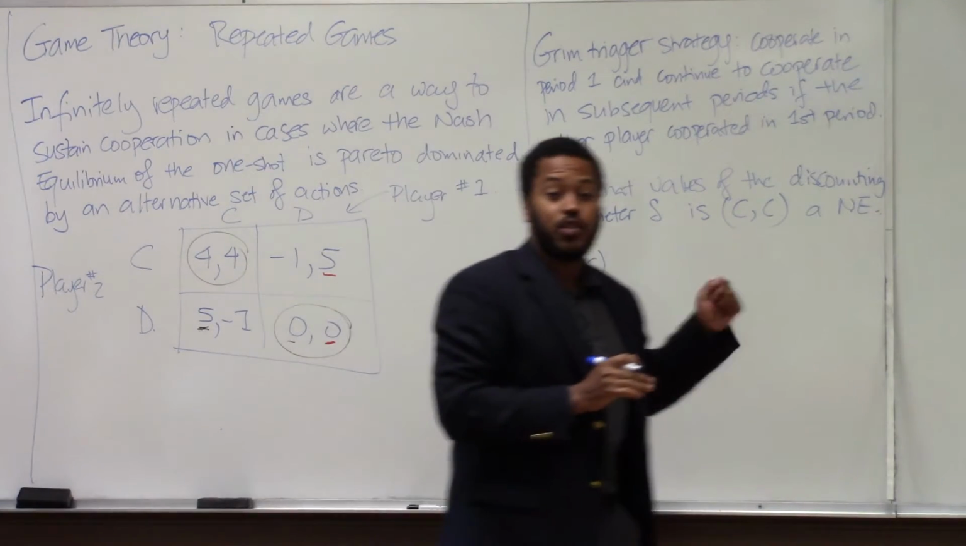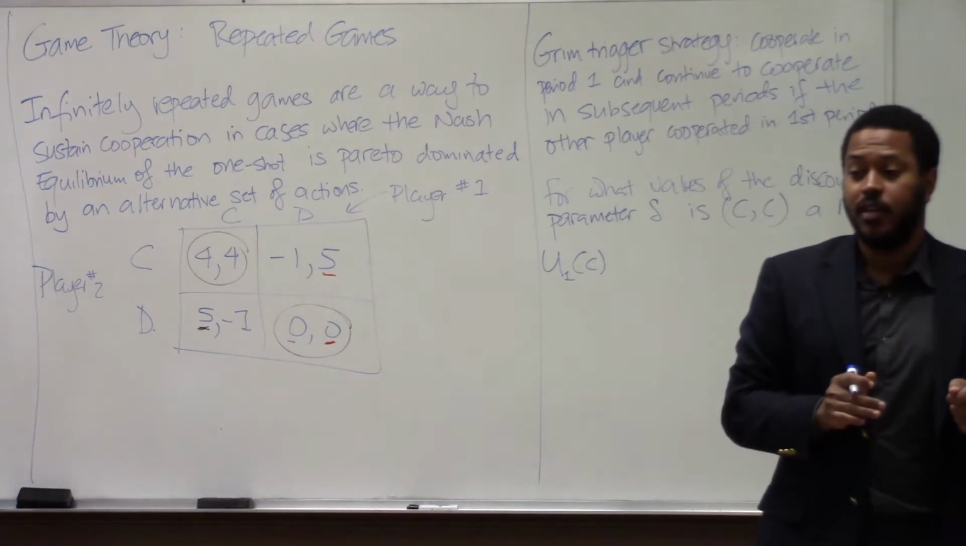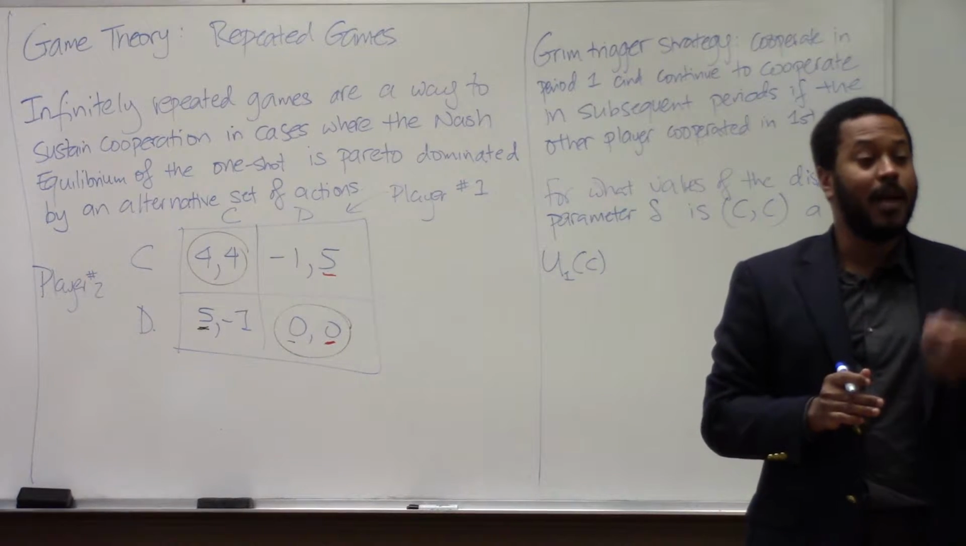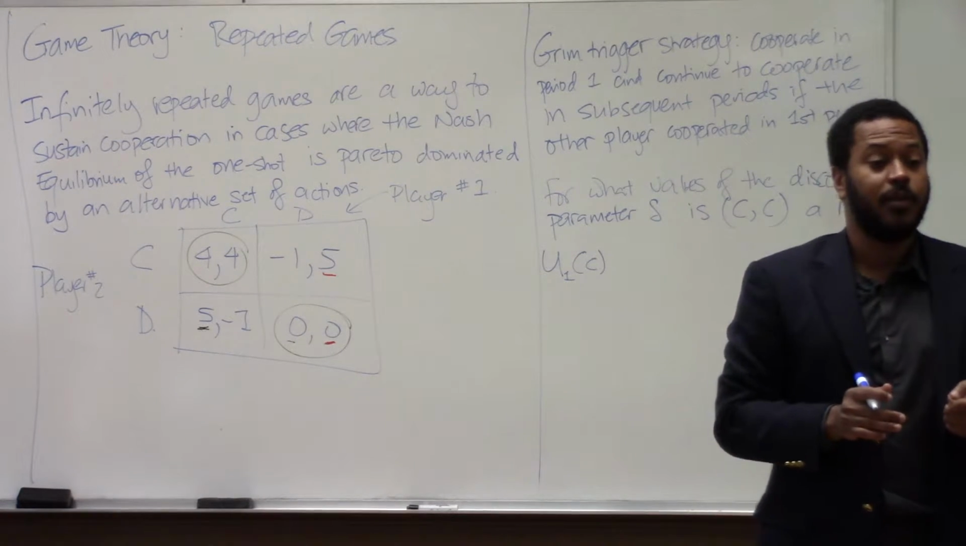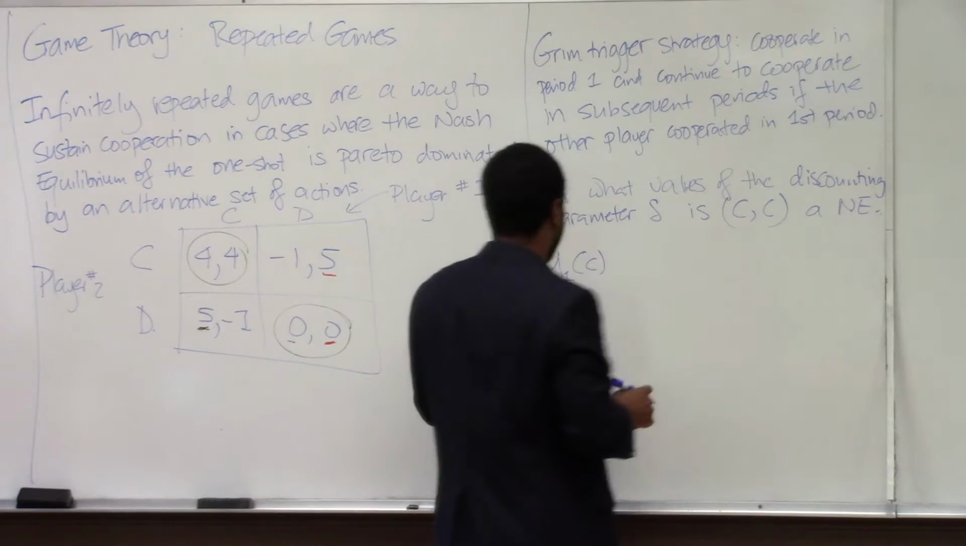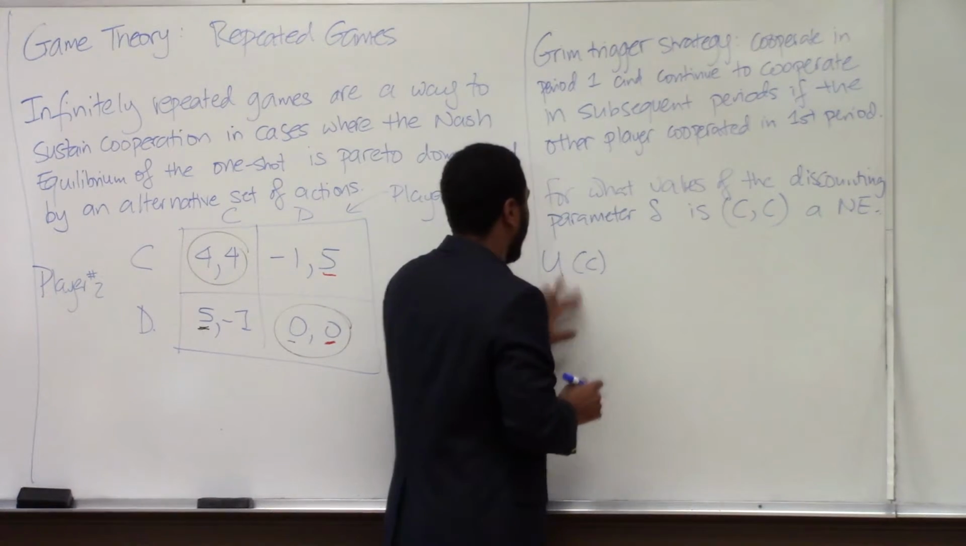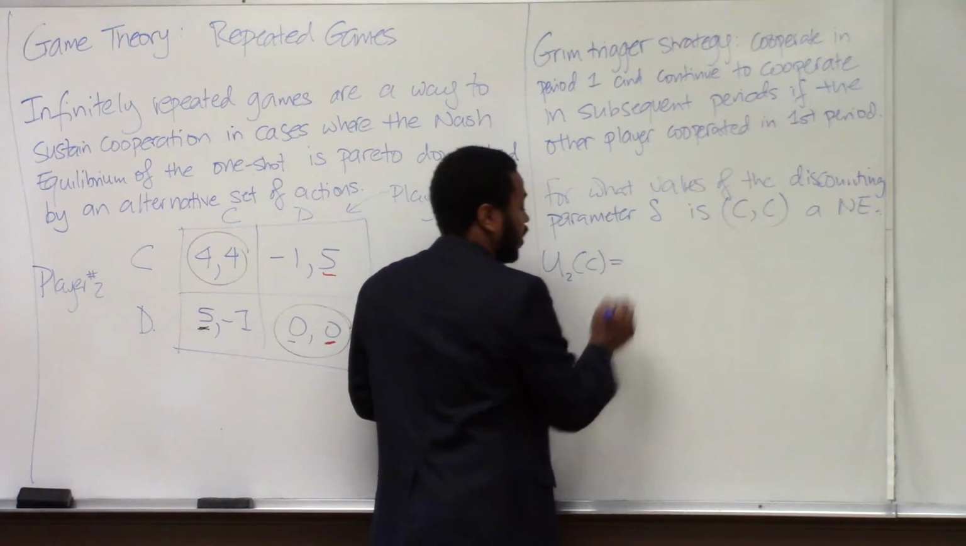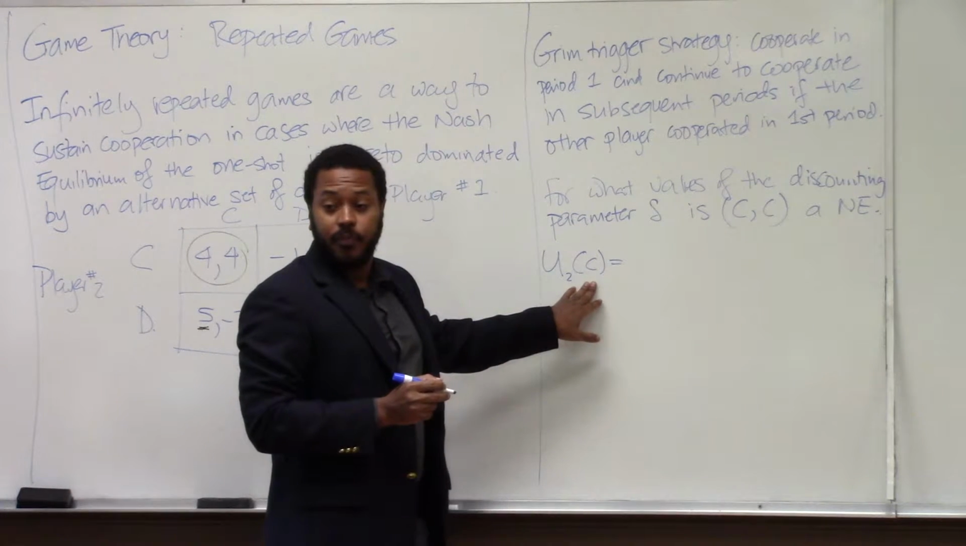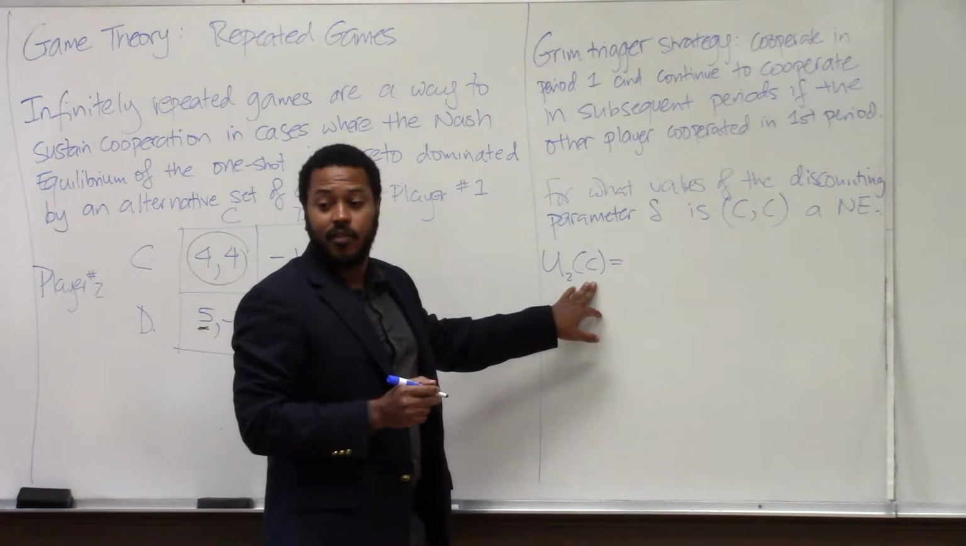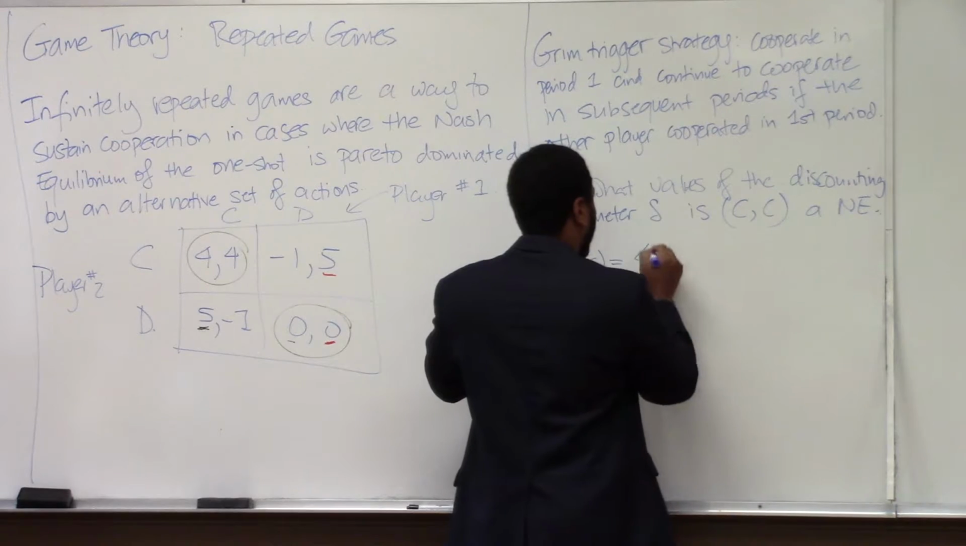let's take player 1's strategy as being cooperate, and what we're going to do now is we're going to compute the best response of player 2, right? So if player 1 chose to cooperate, what utility does player 2 get from cooperating? In the first period, what's the payoff? The payoff is 4, right?